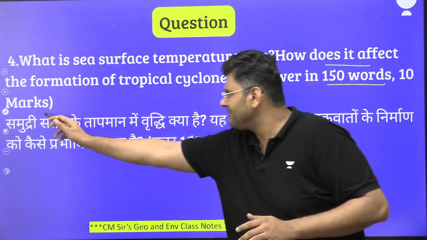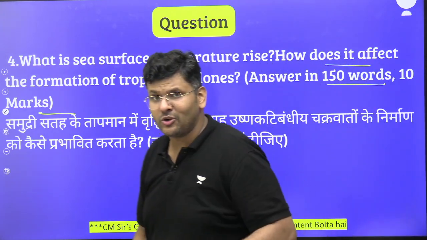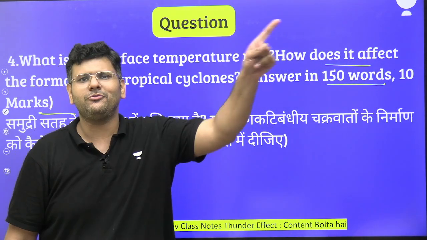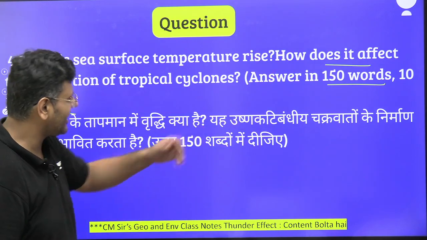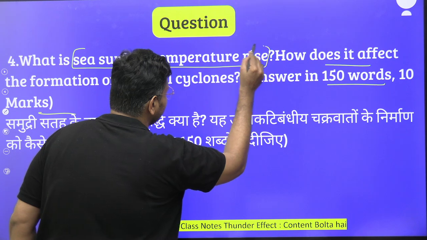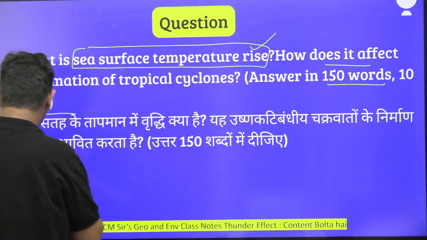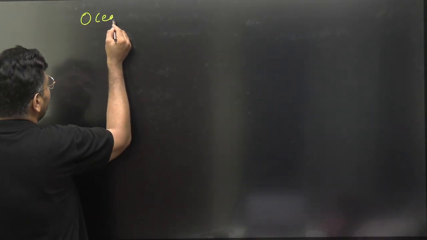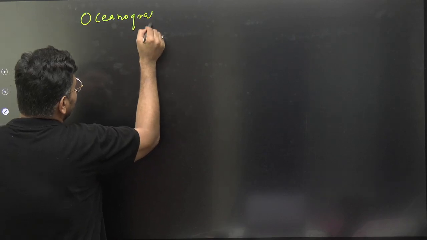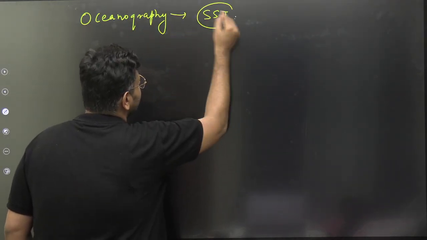150 words, 10 marks. And I must tell you, these are the thunder effect of the class notes that you are empowered enough to write in the examination. How? We have discussed in the classes what is sea surface temperature, and we have also discussed what is the rise of sea surface temperature. Let me take you through a journey, maybe where we had a discussion while we were doing oceanography in the classes. We had an idea that there is sea surface temperature.